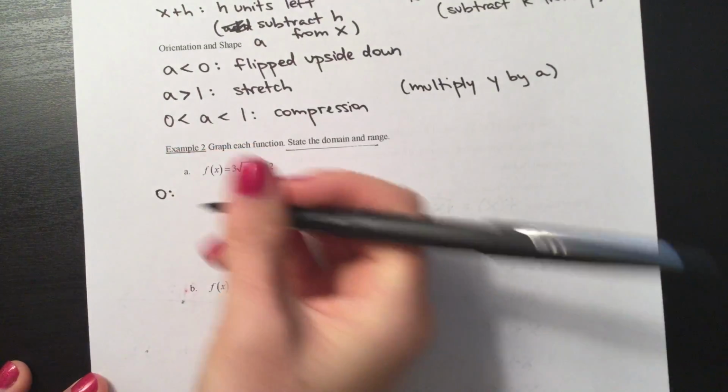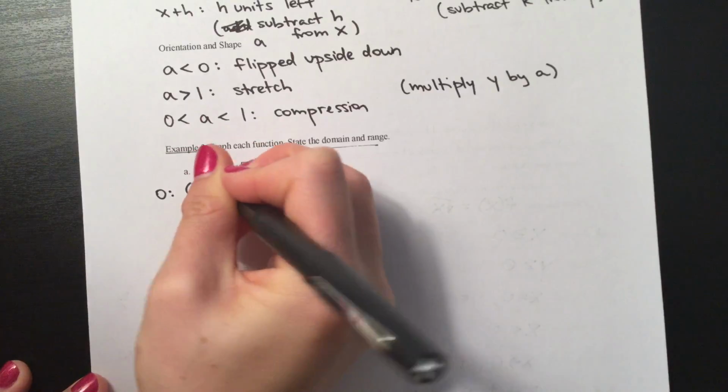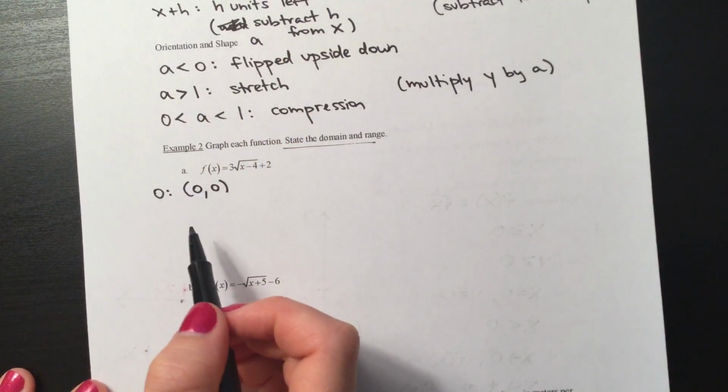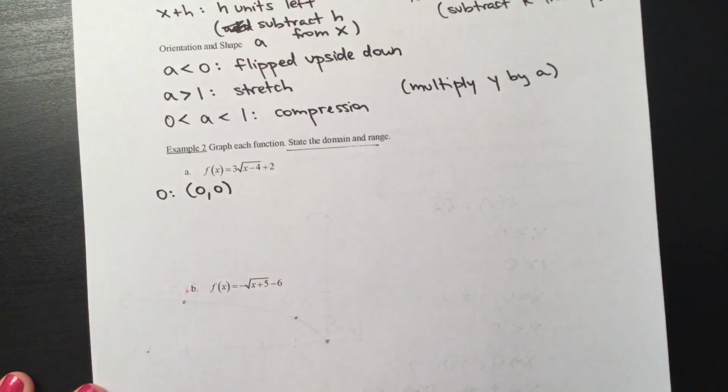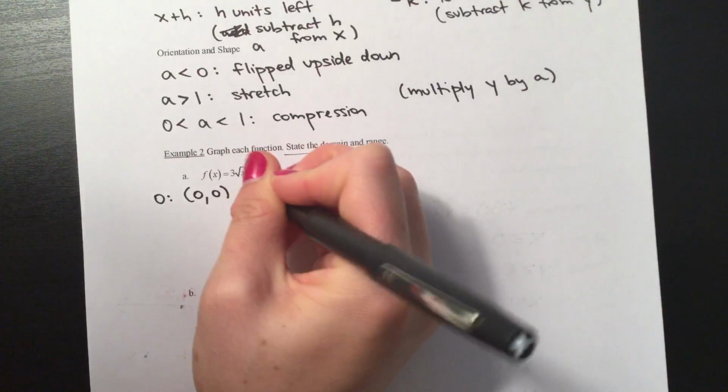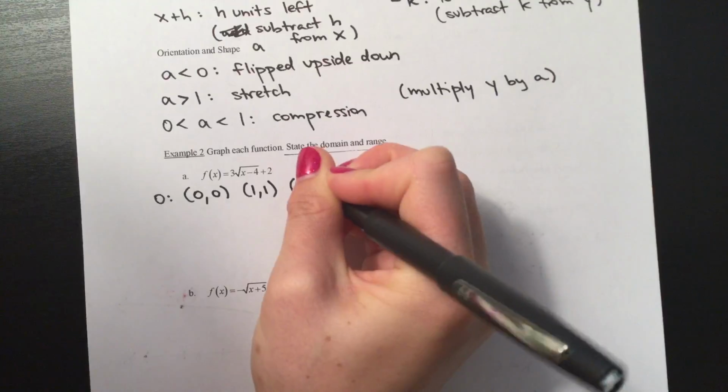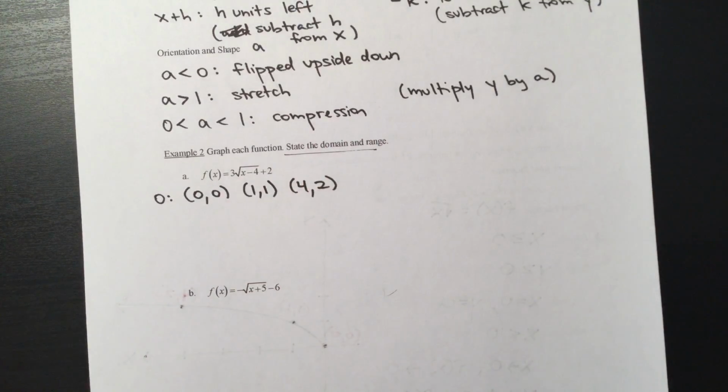I'm going to write O for original. So it always starts at the origin. Remember, there's nothing past the origin, so there's nothing to the left of the origin. It's always the starting point of your graph. Okay, and then we have the point 1, 1 and the point 4, 2. Okay, so let's transform them.